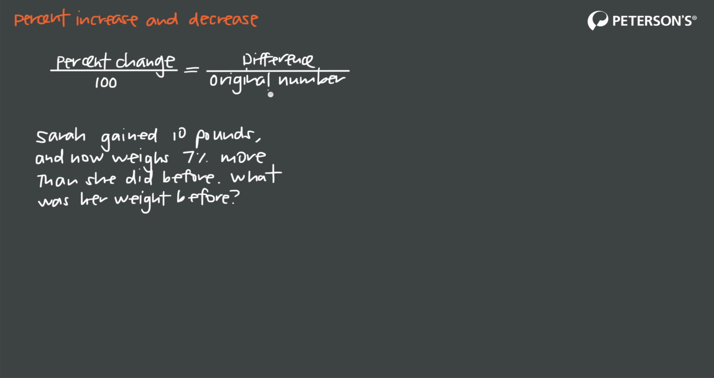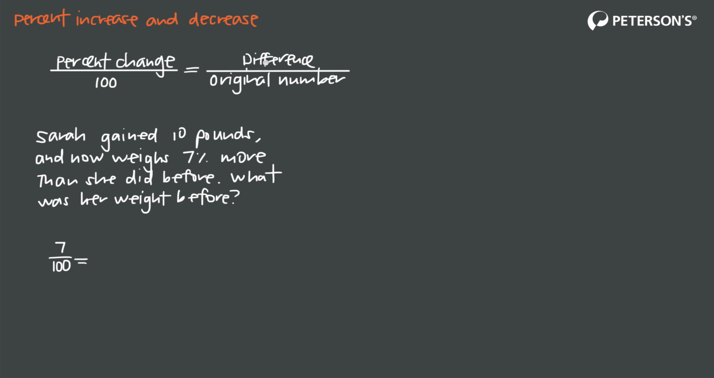So we just go right back to our formula, and we're looking for two of these three values. So what about percentage change? Do we have that? Well, yes, we do. We know that her weight changed by 7%. It increased by 7% because she gained weight. So we could go ahead and put this 7 in for percent change and call this 7 over 100 on the left side, which is equal to, on the right side, the difference divided by the original number.